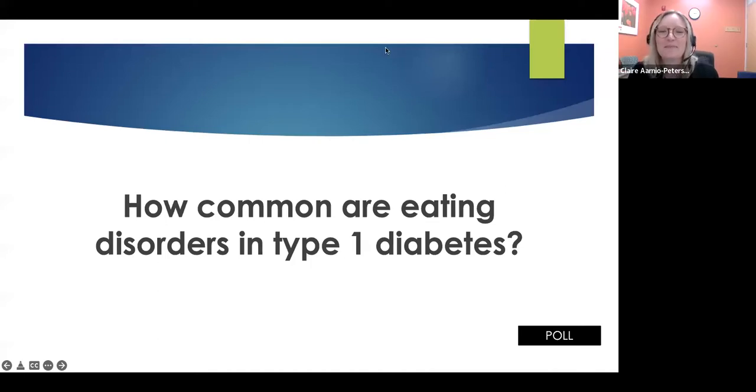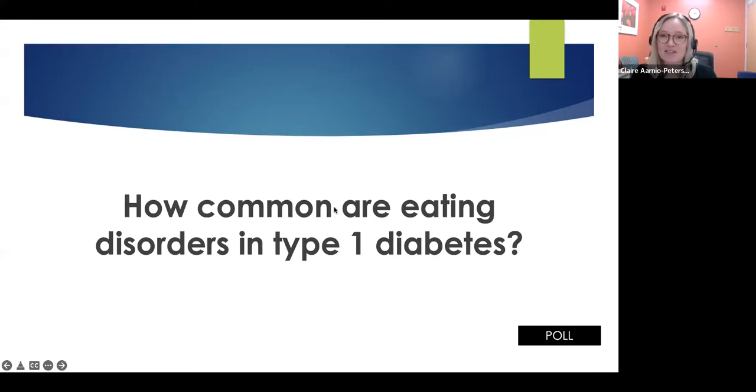Yeah, so the poll results just popped up. But yeah, the right answer is 20%. And actually, it's a little bit of a trick question because that is absolutely the most conservative estimate based on studies. So when we look at prevalence of eating disorders in individuals with type 1 diabetes, the studies, particularly with young women and girls, range from 20% to as high as 40% even.